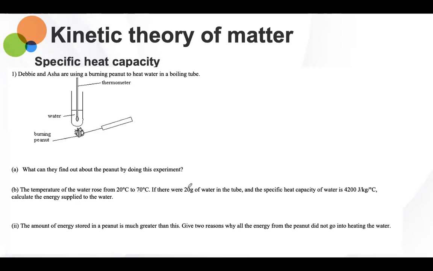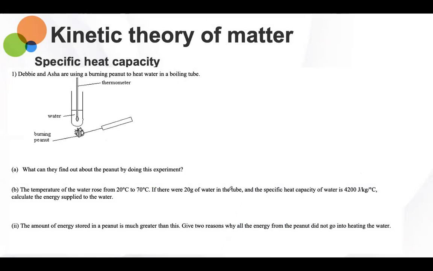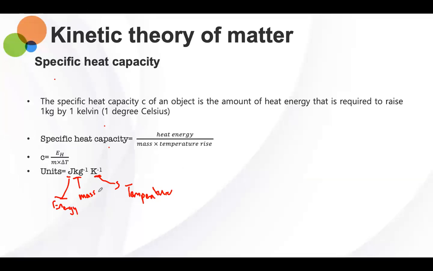So if there were 20 grams of water in the tube, and the specific heat capacity of water is 4,200 joules per kilogram per degree Celsius, right? Remember, we can interchange these two. You might see some questions with Kelvin. I wanted to expose you to both degree Celsius and Kelvin, because I don't want to tell you just degree Celsius and then you go into the exam and see Kelvin and say, what did sir tell us? I want to expose you to both of them.